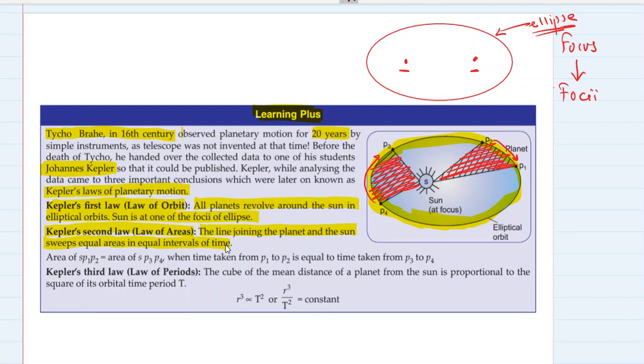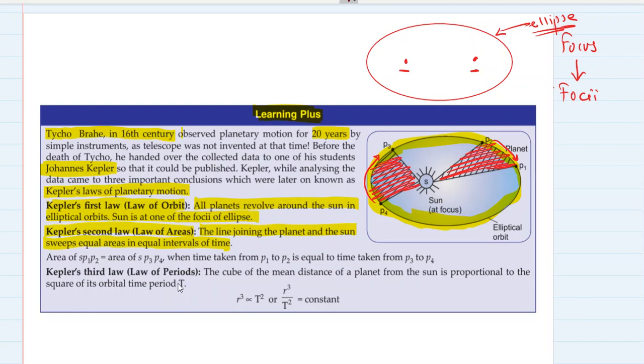So when the planet and the sun are joined by a line, this line covers equal areas in equal intervals of time. Third law of Kepler. See, you don't have to remember or go into detail, and there are no formulae or numericals which will be asked on this part, but this is just for the historical perspective of gravitation, how it came about.